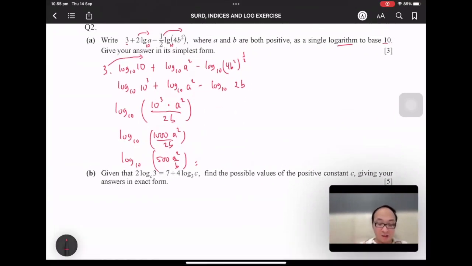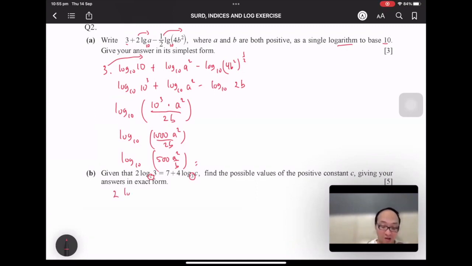And B, given that 2 log C of 3 equals 7 plus 4 log 3 of C, find the possible values of the positive constant C in exact form. If we see from here, the C will be the base, and the 3 here will be the base. So the bases are not the same. So can we make them the same base first? We can do it by changing one of them into the base of 3, for example.